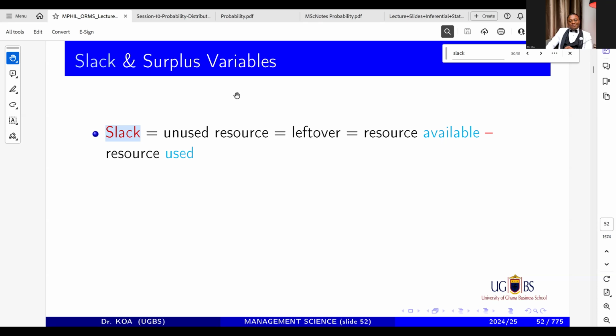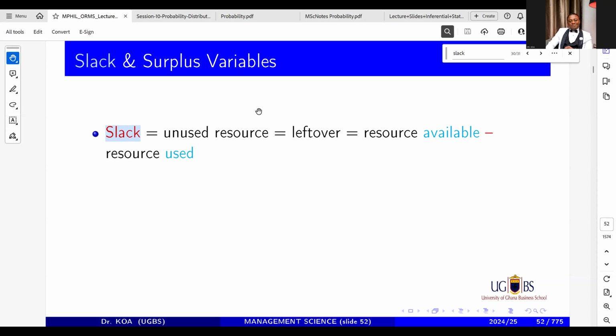So what I want to do is first talk briefly about slacks before we look at a practical example of the linear programming problem. In order to explain what the slacks are, I'm going to use this formulation from the Farm-Ghana Limited for you.